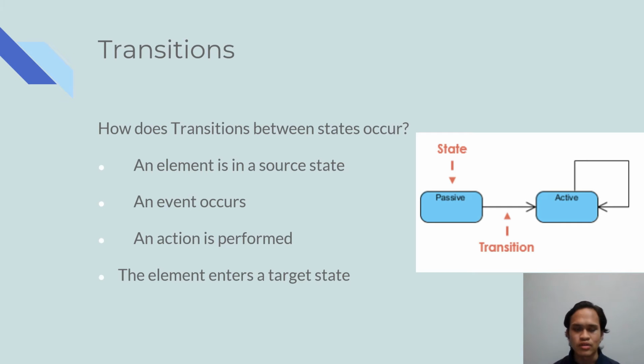Okay, so I will be explaining how transition between states occurs. As you can see here, there is an element in the source state, which here is passive, and as the event occurs, which is the transition, maybe we can give it any example. So if the event occurs, the state will move to active. Okay, so the element enters the target state.